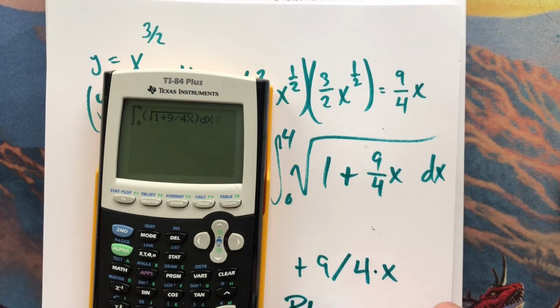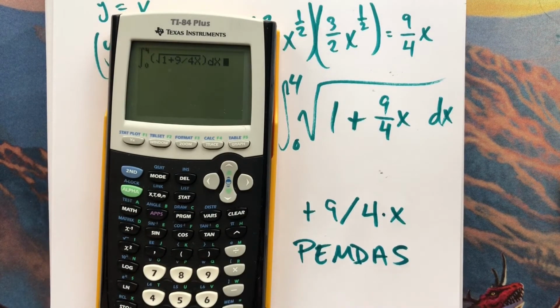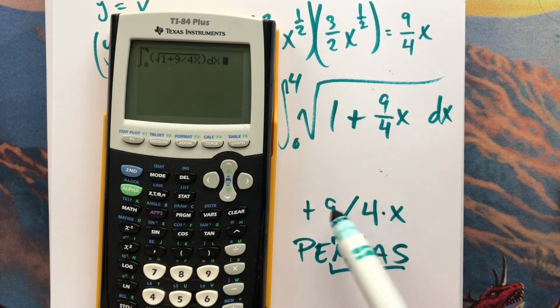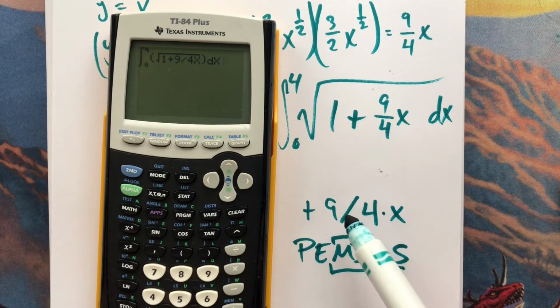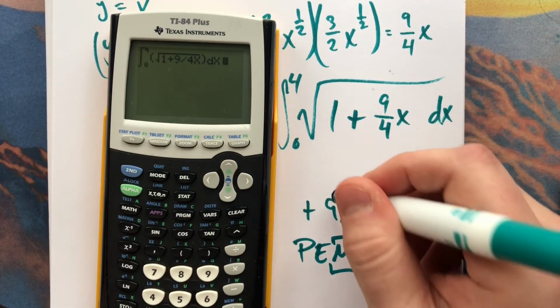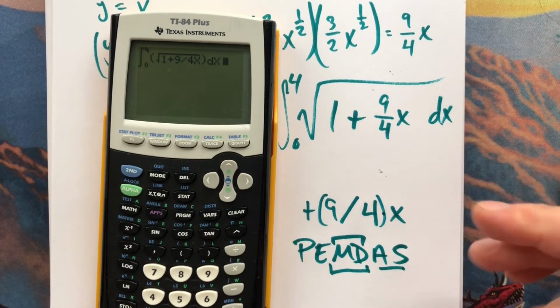And so it performs PEMDAS like a champ. So it does plus, oh, it does that at the end, right? It does multiplication and division from left to right. So it does 9 divided by 4, gets 2.25, and then multiplies it by x, which is why I'm not required to put this in parentheses here. When in doubt, throw it in parentheses, no big deal.